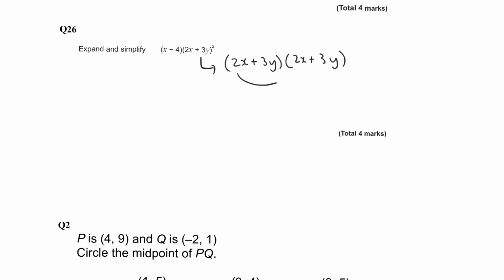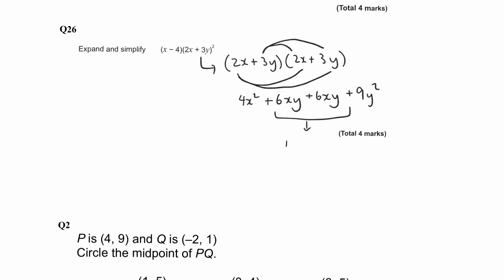So if I expand that, 2x times 2x is 4x squared. 2x times 3y is 6xy. 3y times 2x is 6xy. 3y times 3y is 9y squared. Add them together, that would give 12xy, plus 4x squared plus 9y squared. So now we have that.